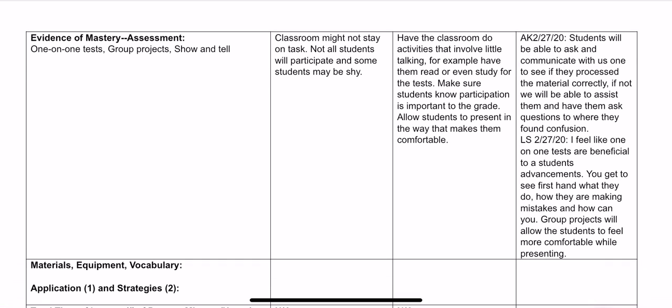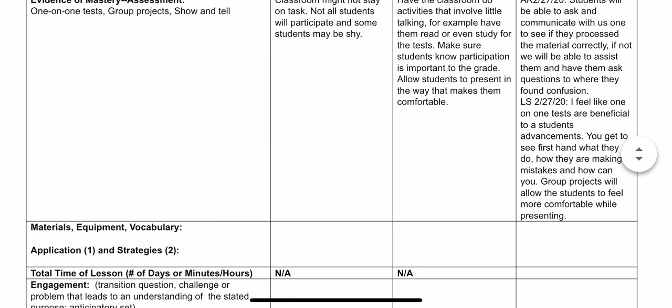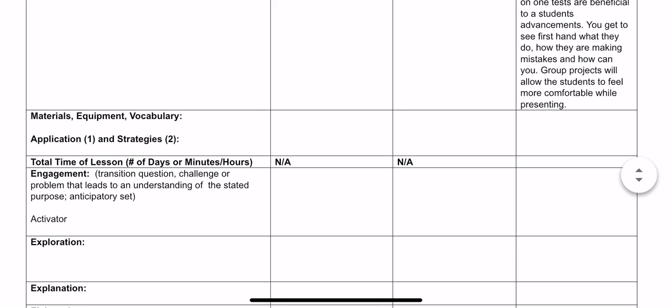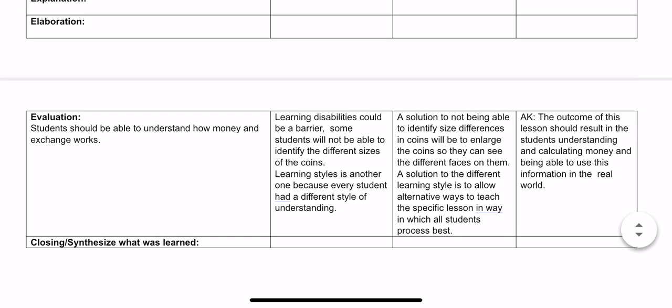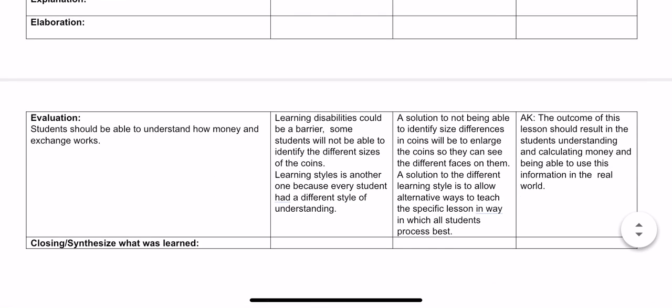My thoughts were they will be able to ask and communicate with us one-on-one to see if they processed the material correctly. As I mentioned before, it's a good way for them to ask questions and to freely express themselves. Okay, and the evaluation: the goal is that students should be able to understand how money and exchange work. Some barriers to that will be learning disabilities.